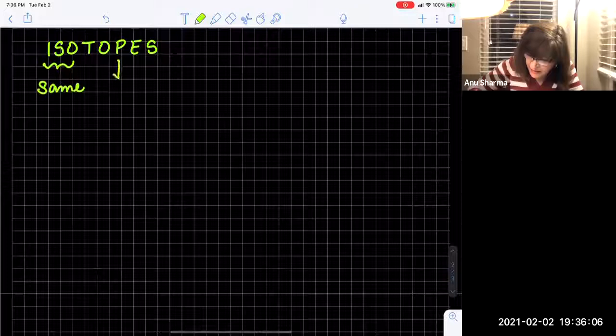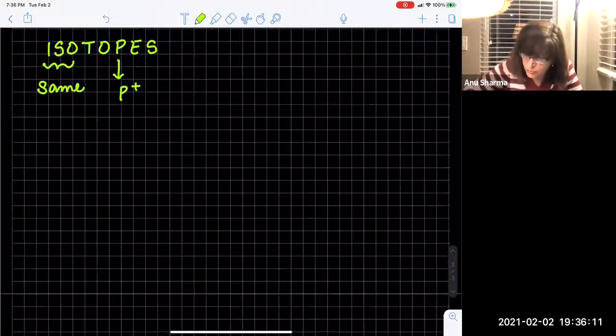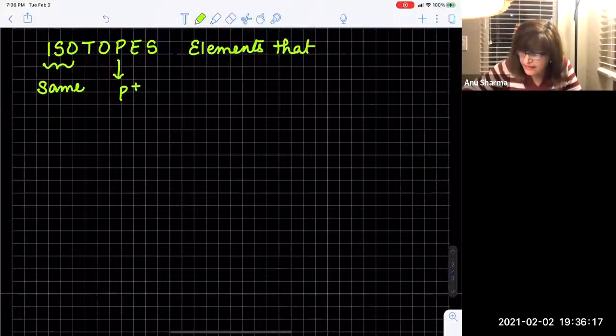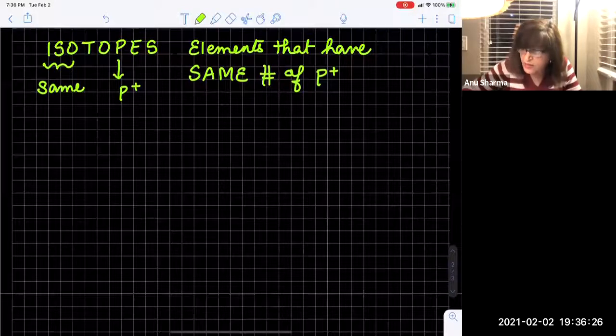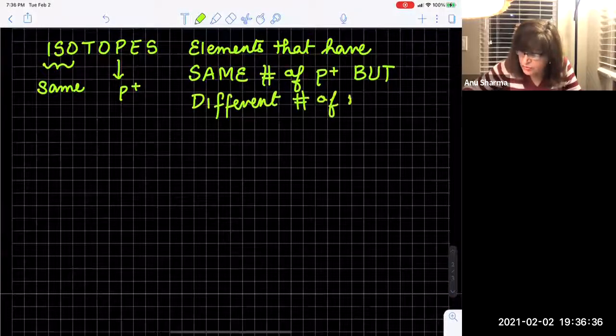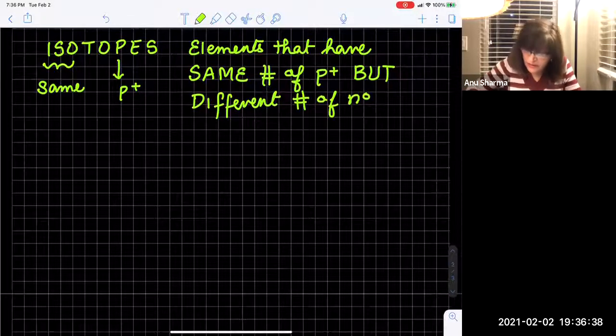And P here, the way I do it is P is for protons. So those elements that have the same number of protons, but different number of neutrons, those are called isotopes.